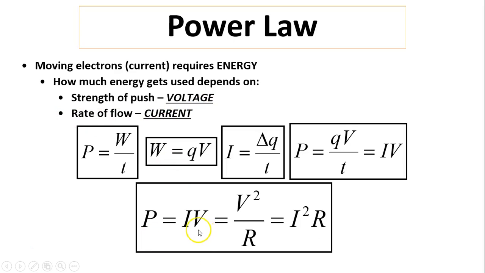We can use Ohm's law to get more equations, because I equals V over R. So power equals V squared over R. And V equals I times R. So power also equals I squared times R.